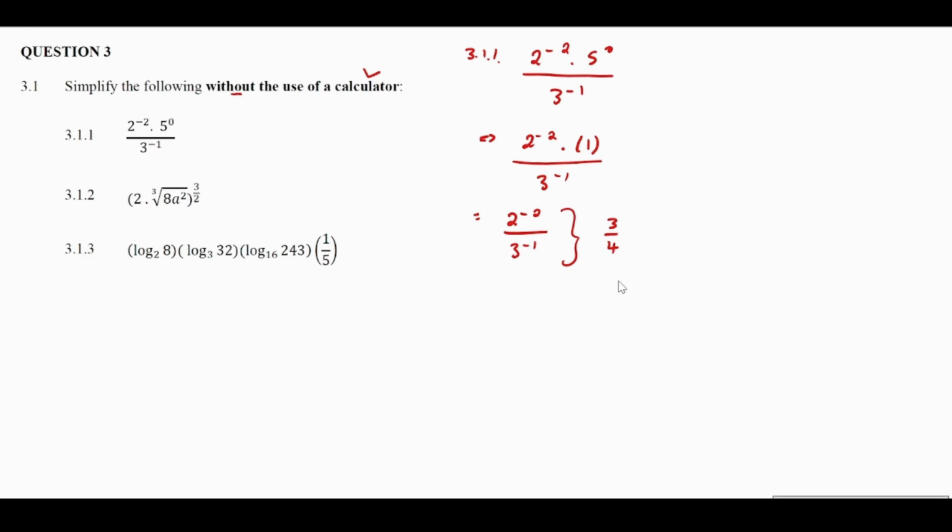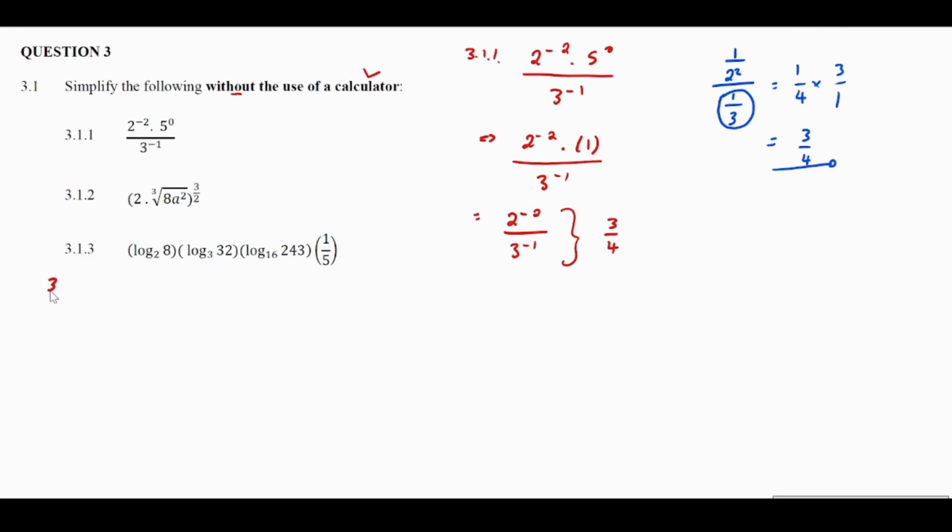But if you want to simplify it, in your numerator you're going to have 1 divided by 2 to the exponent of 2, divided by, in your denominator, 1 divided by 3. That is 1 divided by 4 multiplied by, when you change the division line into multiplication, the ones that are going to invert, 3 over 1. And then this is going to simplify to be 3 divided by 4. So that is our 3.1.1.